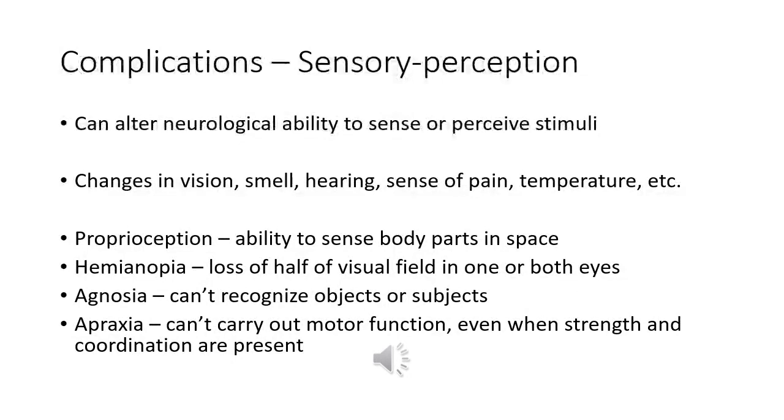Another common problem is agnosia, which is when you can't recognize objects or subjects. You see them, but you're not able to identify what they are, or what they're used for, even though they're very common. And then apraxia, which is when you can't carry out motor function, even when the strength and coordination are present. You're just not able to coordinate the gross or fine motor movement to actually make it happen.